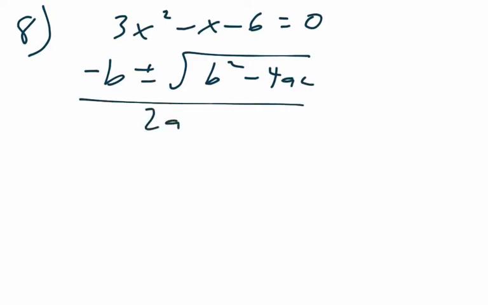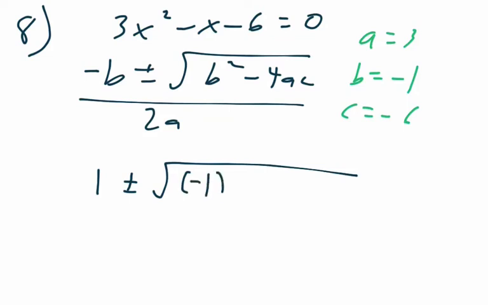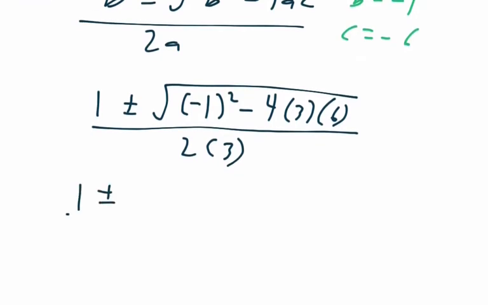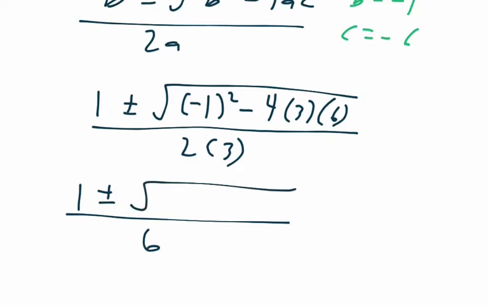divided by 2a. So a is equal to 3, b is equal to negative 1, c is equal to negative 6. So since b is supposed to be negative, I'm going to use positive 1 plus or minus negative 1 squared minus 4 times 3 times negative 6 divided by 2 times 3. So 1 plus or minus... We'll just put this into the calculator. Not forgetting this should be negative 6. And I have the square root of 73.